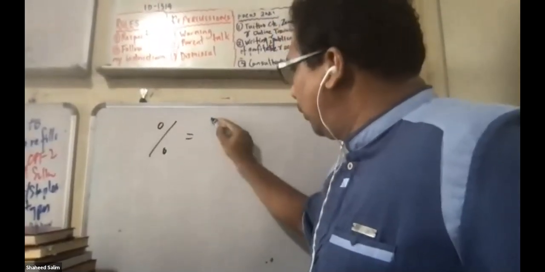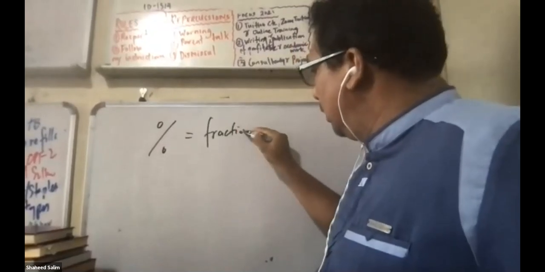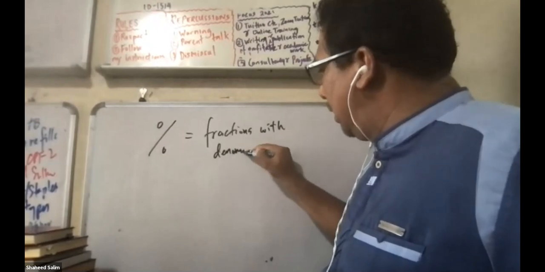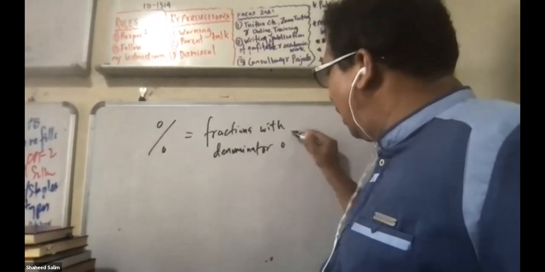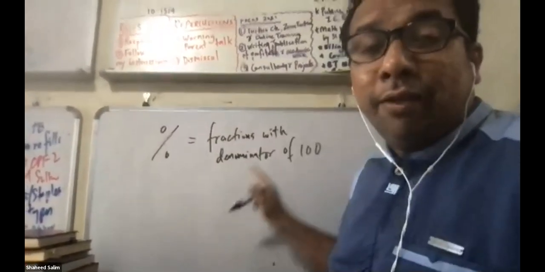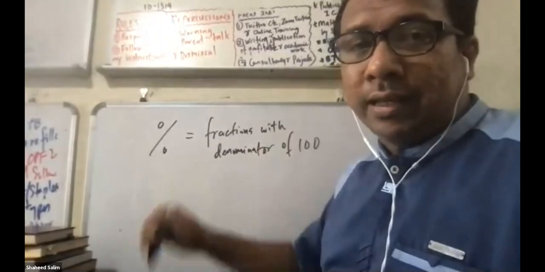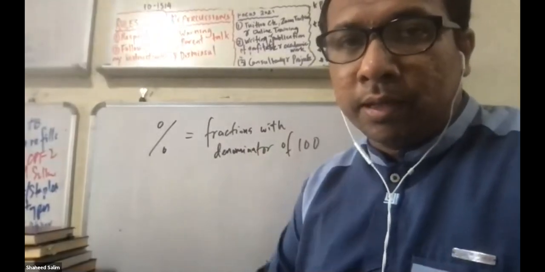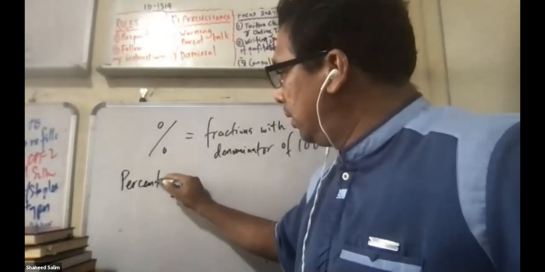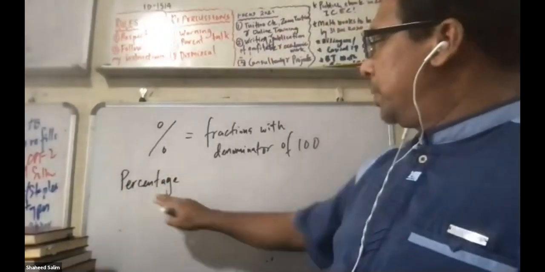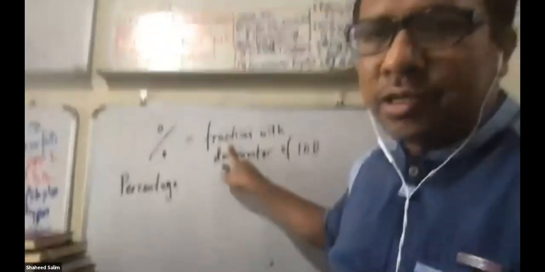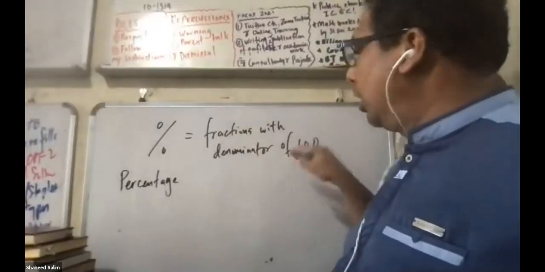This is actually equal to a fraction with a denominator of 100. That's all it is. This is called percentage. Okay, percentage is equal to a fraction. Remember, percentage is a fraction with a denominator of 100.